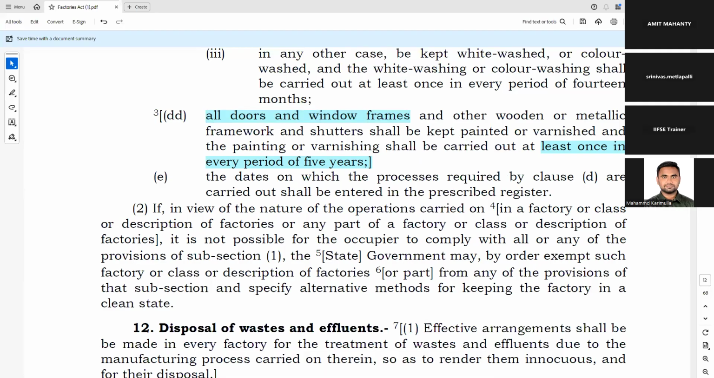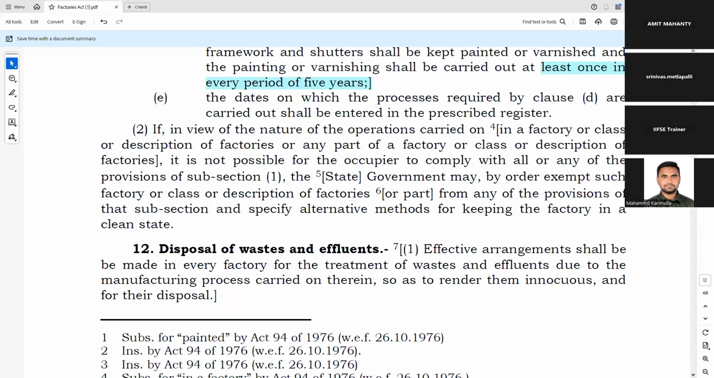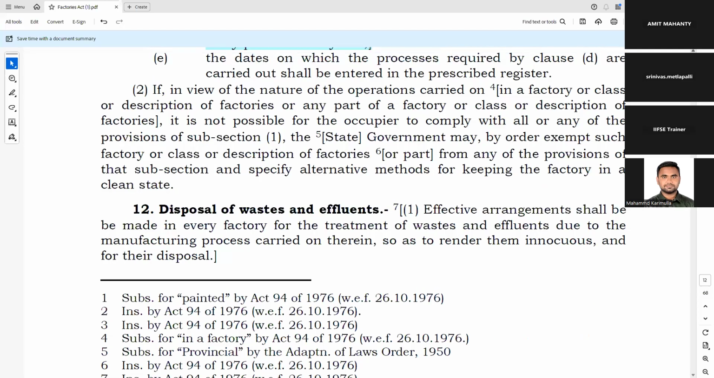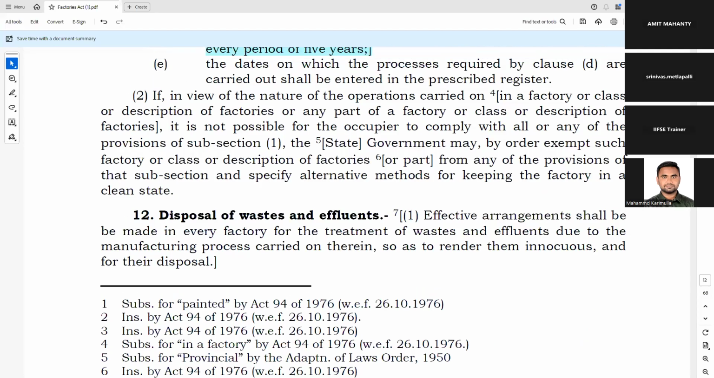The dates on which the processes required were carried out shall be entered in a prescribed register. So for this we have to maintain the register. I think we'll see in the forms this specific register that they have to maintain. If you ask me, in my practical experience, I have not seen any such register being maintained by companies. Maybe there are companies who are maintaining it as well, but in my experience I have not seen such a register, recording when it is painted, when it is repainted, when it is washed, etc.